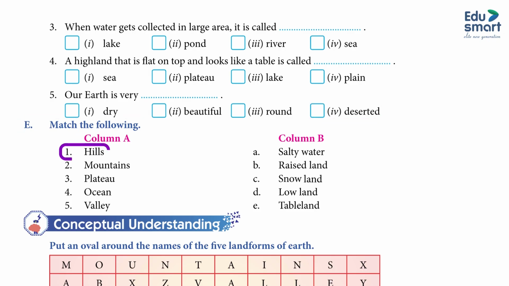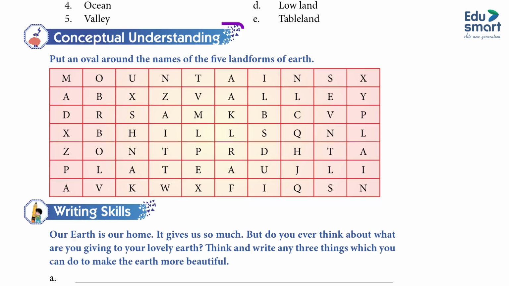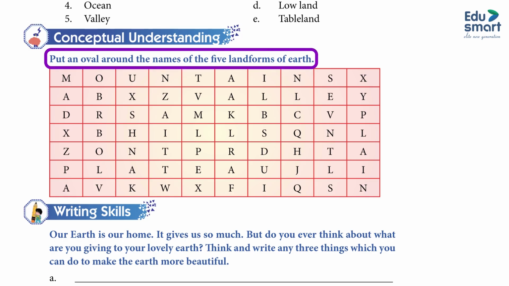E. Match the columns. Column A: 1. Hills. 2. Mountains. 3. Plateau. 4. Ocean. 5. Valley. Column B: A. Salty water. B. Raised land. C. Snowland. D. Lowland. E. Tableland. Conceptual understanding. Put in an oval around the names of the 5 landforms of Earth.